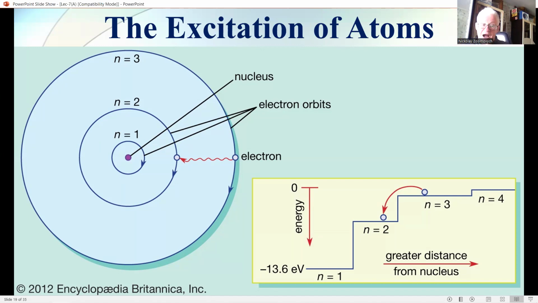An atom can become excited by collision. If two atoms collide, one or both may have electrons knocked into a higher energy level. And this happens very commonly in hot gas, where the atoms move rapidly and collide often.